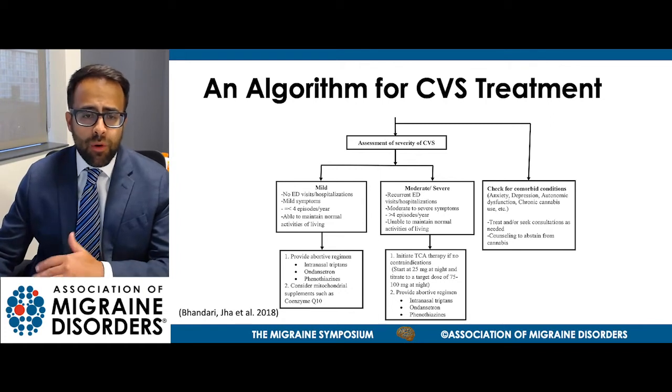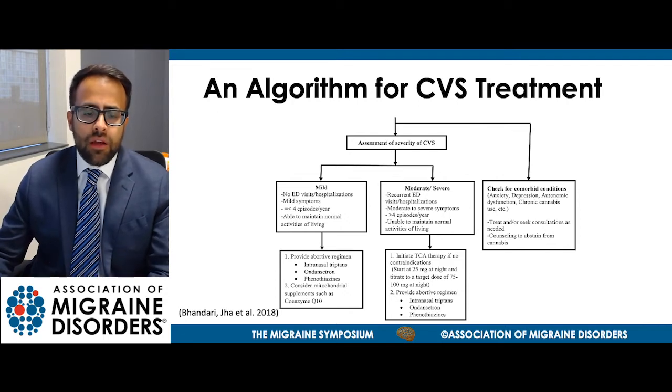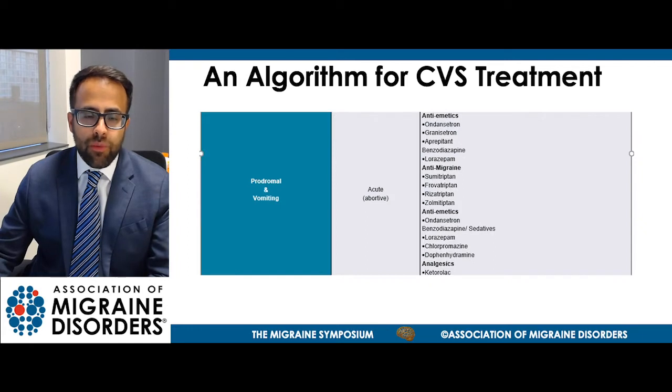That's when you want to start a prophylactic regimen, a baseline regimen, typically starting with a tricyclic antidepressant and then offering abortive therapies. In terms of other contributing conditions, migraine is one condition that can contribute to CVS, but autonomic dysfunction, anxiety, and depression can also contribute. The agents that we use for prophylactic or baseline treatment are basically the same classes of medications that you would use to treat migraines. So I don't think I need to go through this list in depth, but you will see frequently used medications when you're treating cyclic vomiting syndrome.